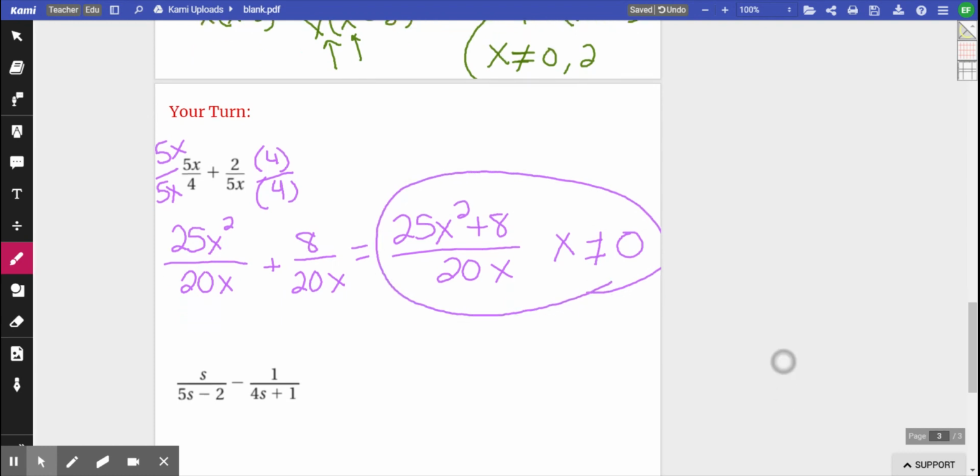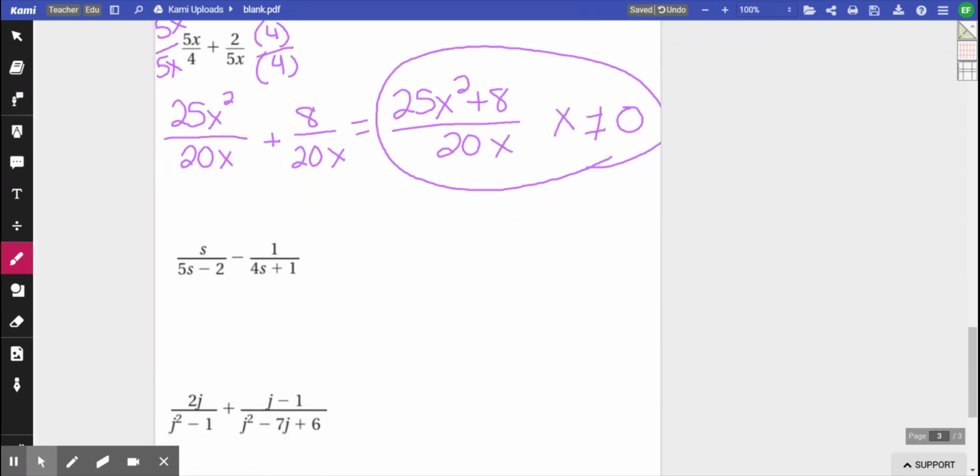And my first problem's done. Second problem, again, there is nothing in common between that numerator and denominator, between the denominator of the first fraction and the second fraction. So it means I have to multiply by the other one.